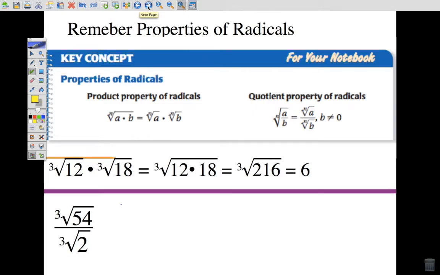When you have a division problem, you can merge both those numbers underneath the same radical, only because they were both cube roots. If the numerator had been a fifth root and the denominator a cube root, it would not have worked. But because they're both the same root, you can merge them together. I would then reduce that fraction to 27 and take a cube root of 27, which is 3.